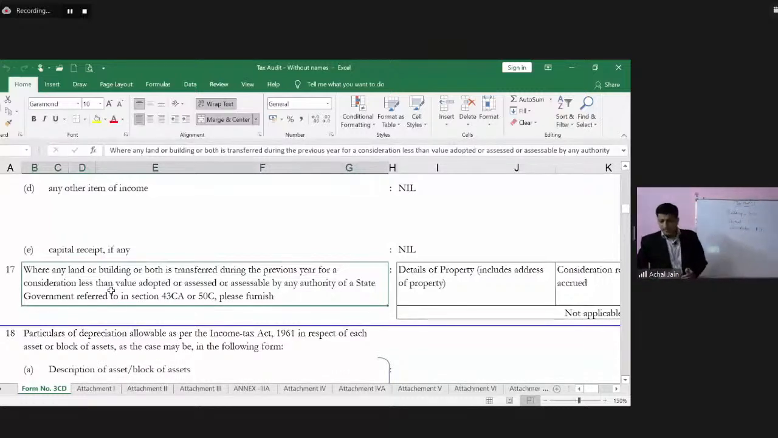So first item will be to check if there is any deletion in the PPE schedule, because if any of these items will get transferred, then we go to the books of accounts, we look at the PPE schedule, and in the PPE schedule we'll see if there is any sale of any of the buildings or any of the land which was appearing in the opening balances during the year, or maybe if there was any purchase and sale during the year. So that is one.